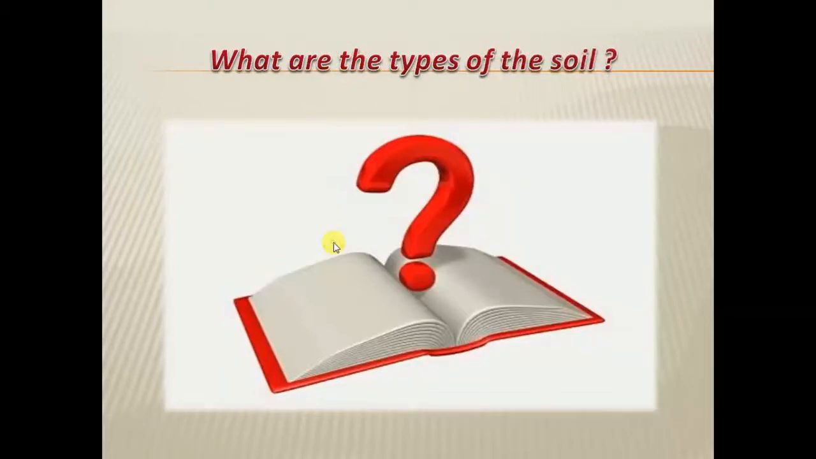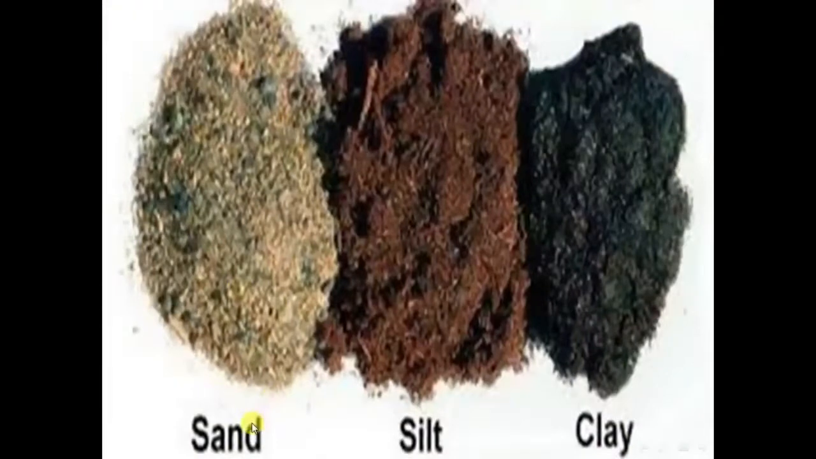We have 3 types of the soil. Okay, the first one, sand soil. Second one, silt, and the third is clay soil. Now we are going to know the difference between all of them. What is the difference between all the types of the soil?